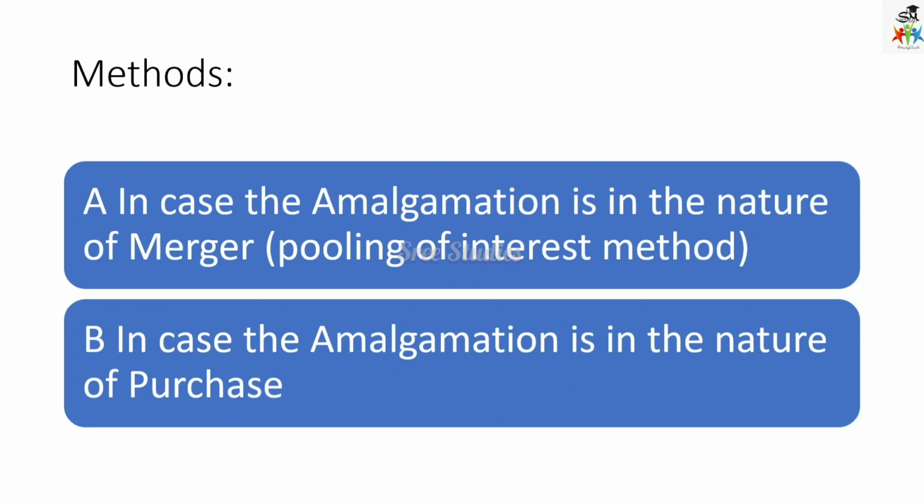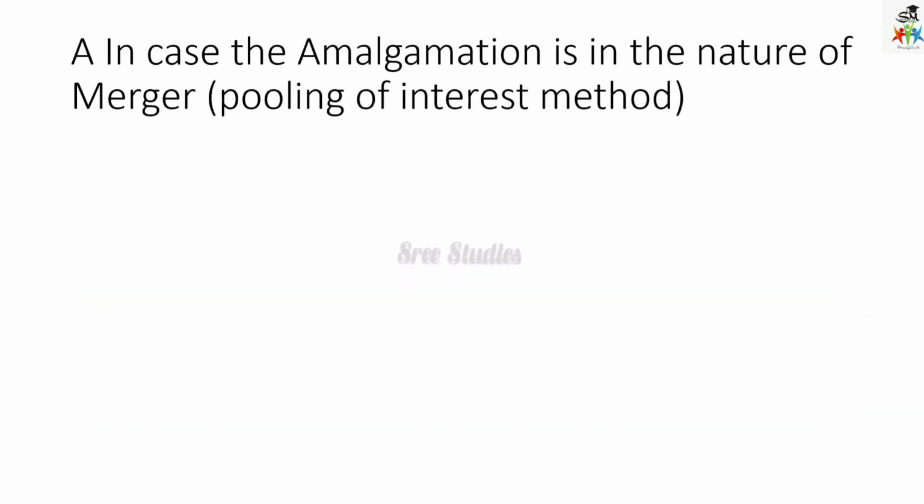There are two methods in case of amalgamation: in the nature of merger, that is the pooling of interest method, and next, in case of amalgamation in the nature of purchase. So the entries in the transferee company, we are going to do for the two methods separately. The specimen journal entries are as follows. First, amalgamation in the nature of merger, that is the pooling of interest method.